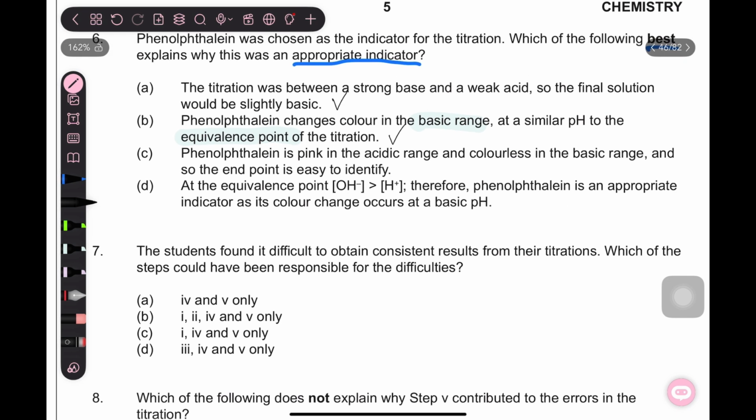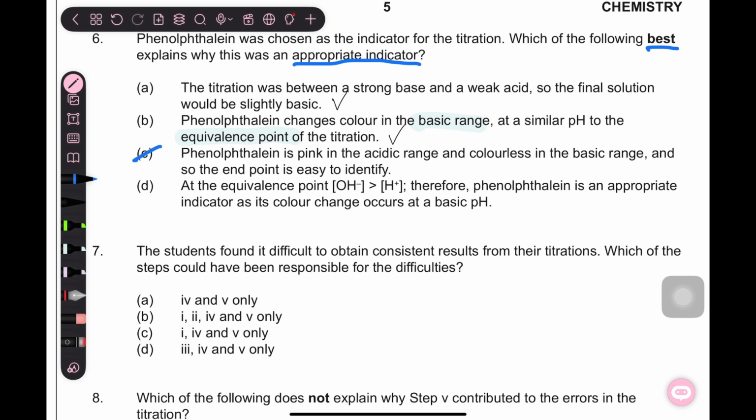C. Phenolphthalein is pink in the acidic range and colourless in the basic range, and so the endpoint is easy to identify. I would argue this is quite unrelated to what the question is asking, because it's asking why it's an appropriate indicator, not why it's a good indicator in general.